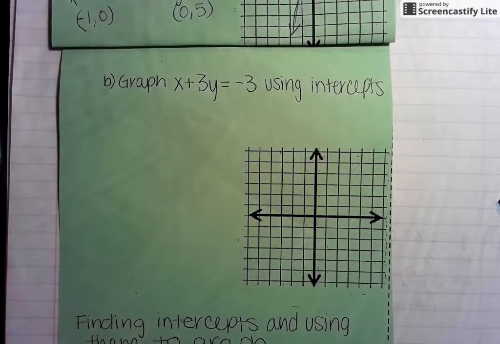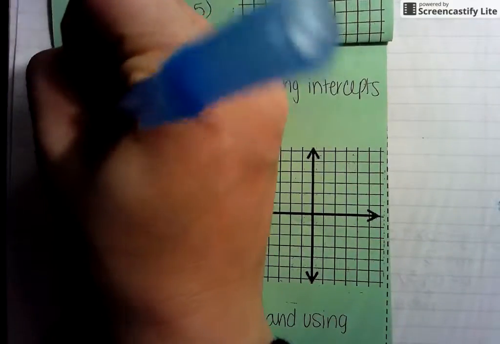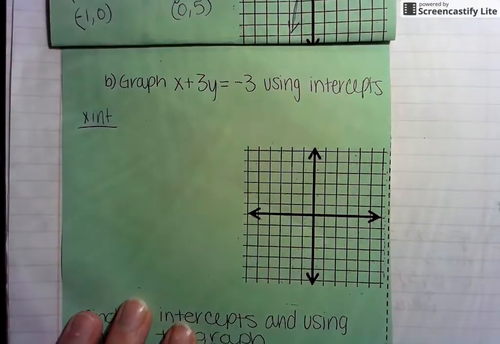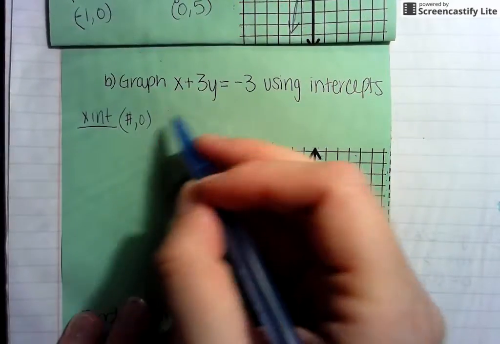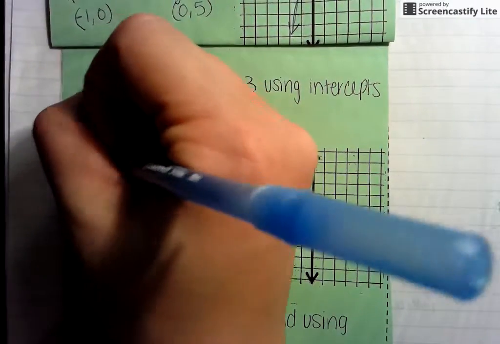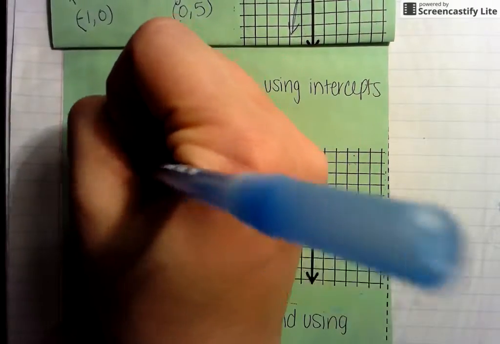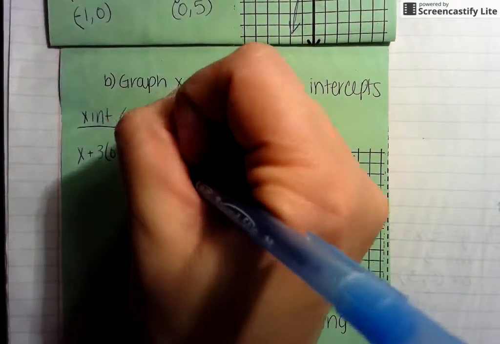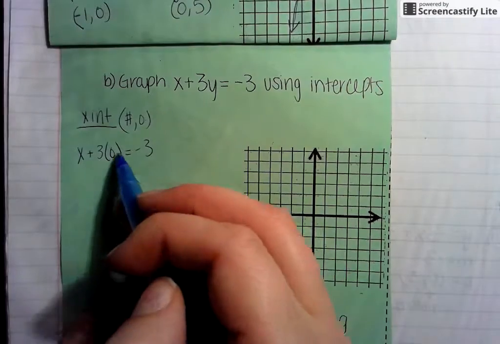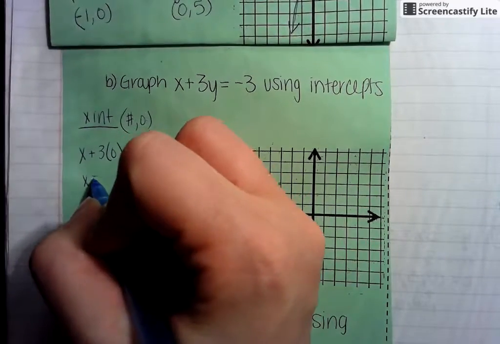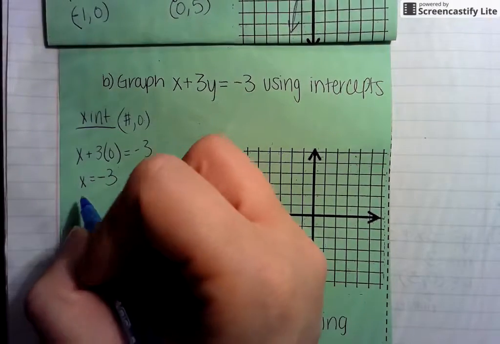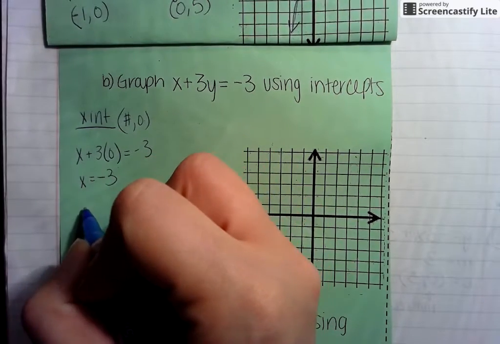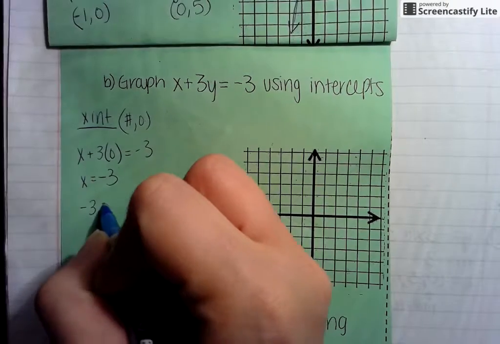One more example, we're going to solve for our x-intercept. We know an x-intercept is always written as a number, comma 0. So the 0 is going to go in for y. I have x plus 3 times 0 equals -3. Well, 3 times 0 is 0, so I'm left with x equals -3. I'm done because I have x equal to a number. So my intercept is -3, comma 0.